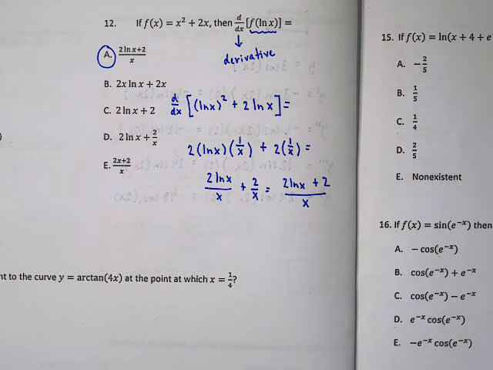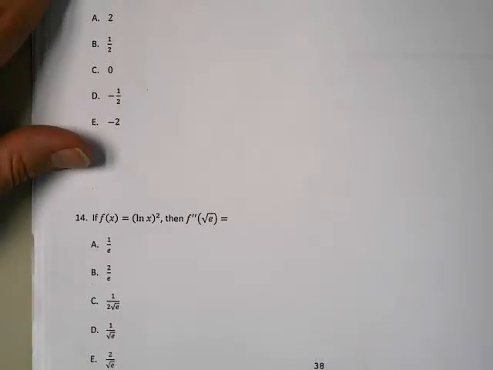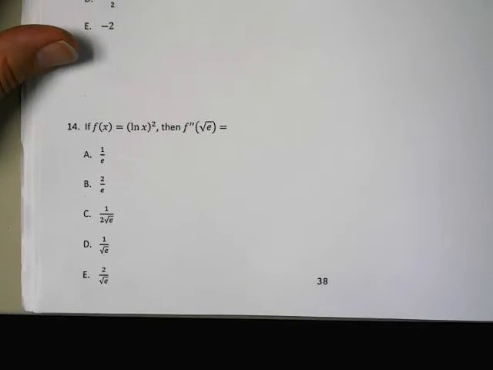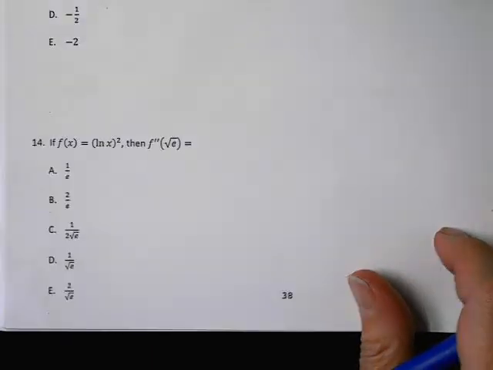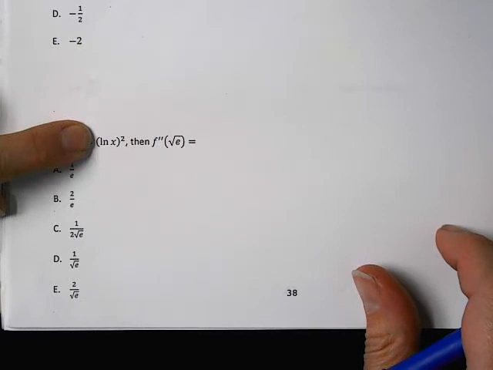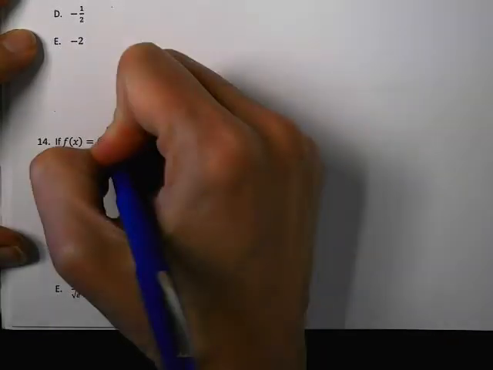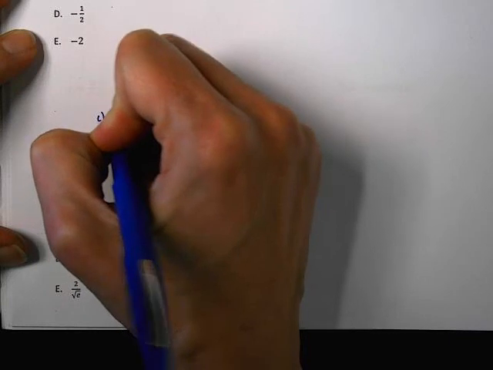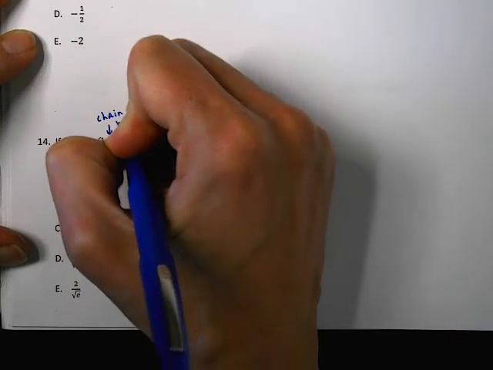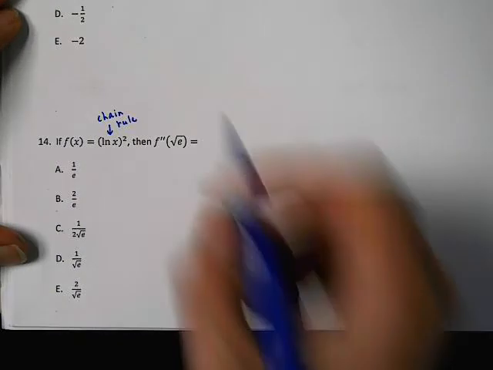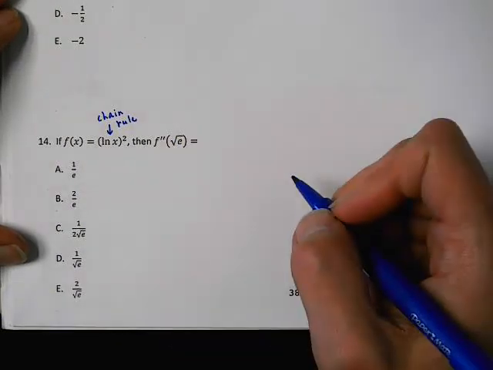All right, next one is 14. Let me slide down here, adjust the camera so you can see it. All right, so now my function is the natural log of x squared. So again, I'm noticing here that I'll need chain rule. And it's asking me to find the second derivative when x is equal to the square root of e.